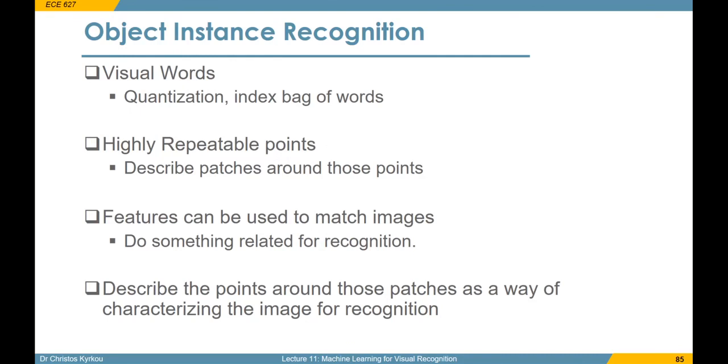And this is where the bag of visual words comes in. So remember that when we found matches between images for doing depth and motion estimation, the idea in visual words is to do something similar for recognition. So we want a way to characterize the patches of an image in a way that makes them easy to match.